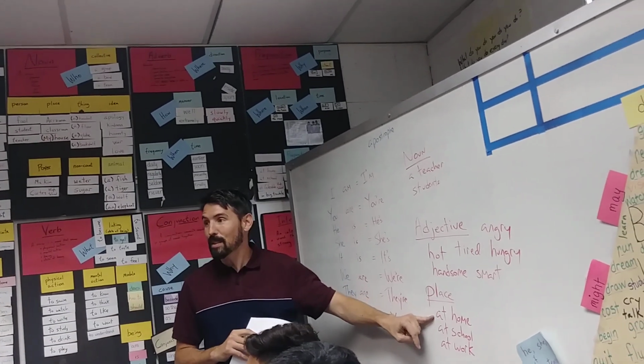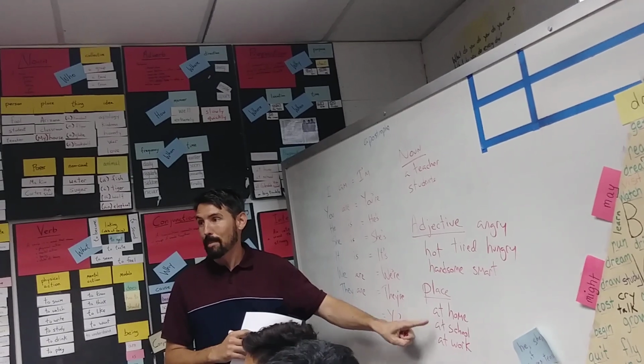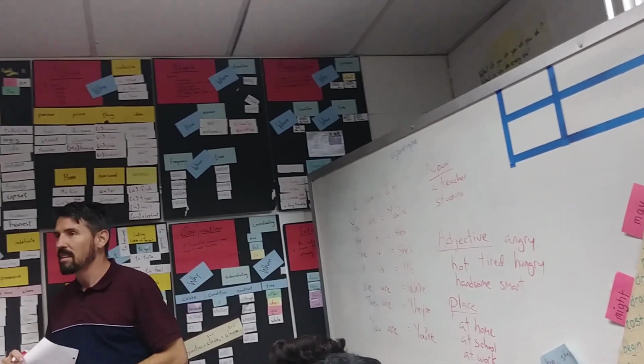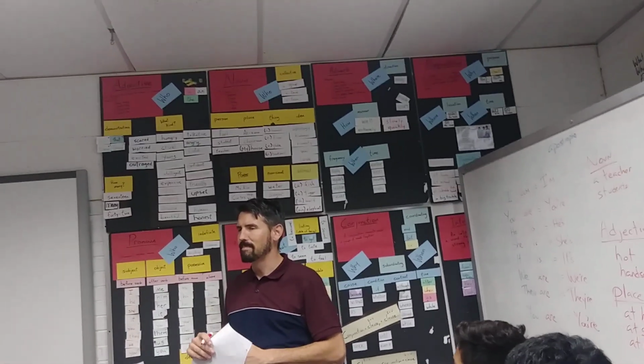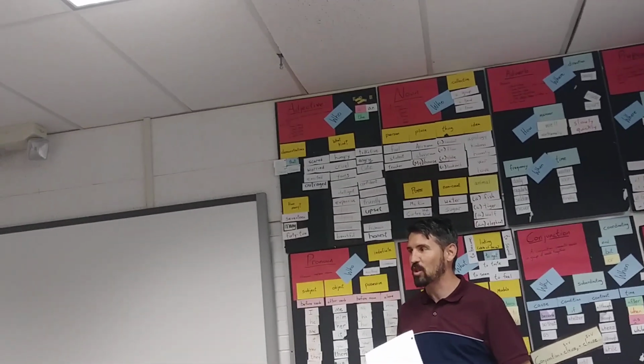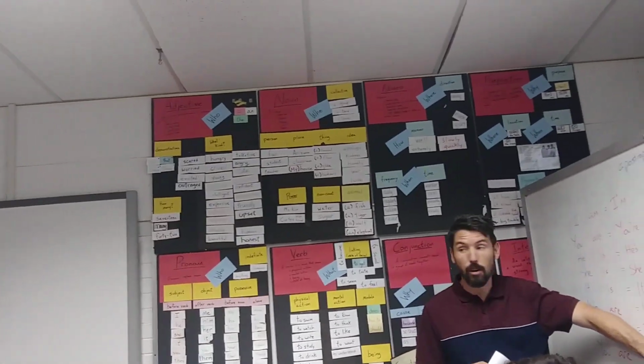So if you said preposition, this word "at" is a preposition, right? But if I just say, "Where are you?" I'm at. At where, right? You have to have the place. Okay, right? So these are all places, right?